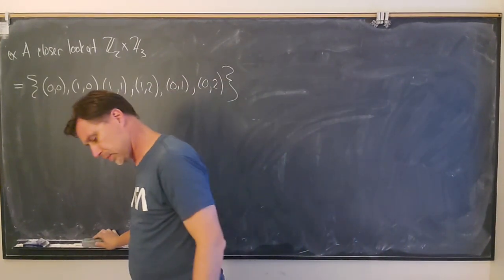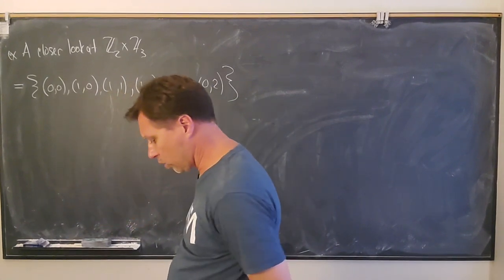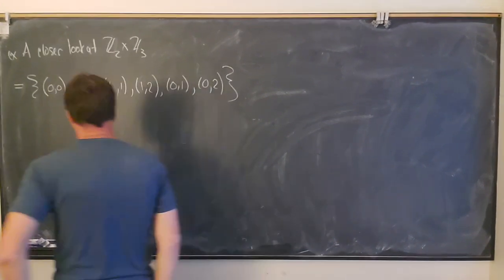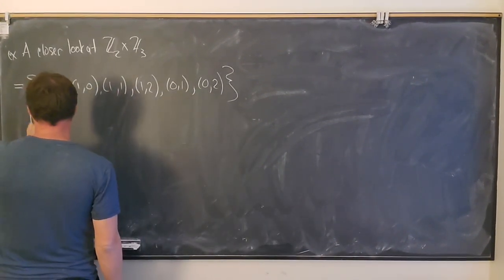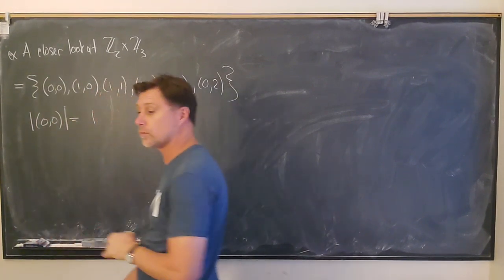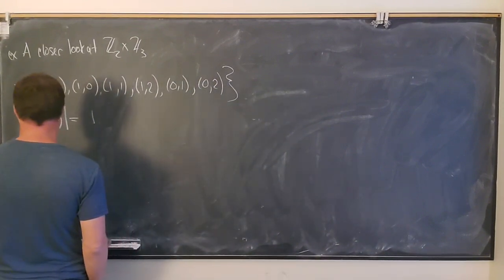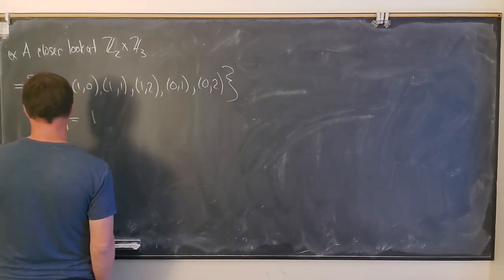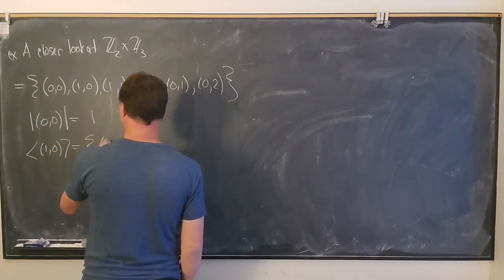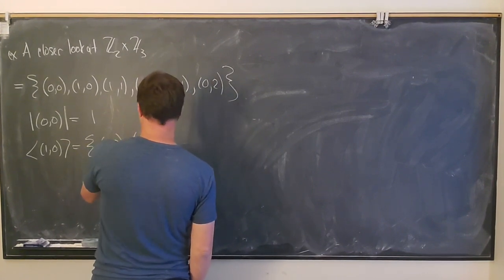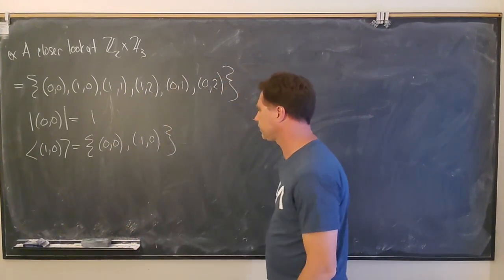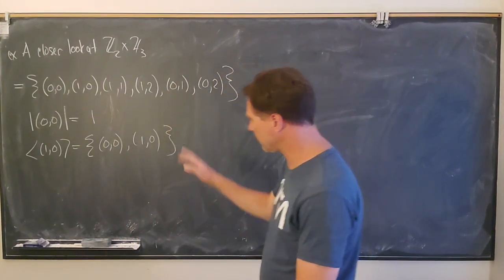Now, I want to look at the orders of these elements here. So, of course, the order of (0, 0), that's the identity. The order is just 1. Now, let's look at the subgroups generated by various elements. So if I look at the subgroup generated by (1, 0), let's see what I'll get. I'll have the identity, of course, and then I'll have (1, 0). But if you add (1, 0) to itself, you get (0, 0). All right, so that's the entire group there.